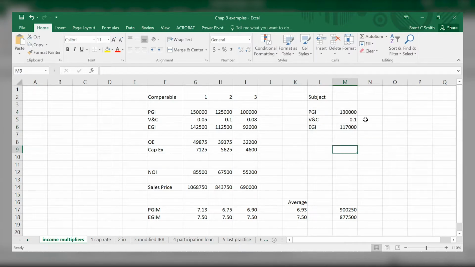So the subject's right over here. I've projected for next year that the potential gross income is $130,000. I'll take a nice conservative estimate on vacancy and collection and say that it's 10%. And so that's going to leave for the EGI the 117. I've identified 3 comparable properties that sold in the market.